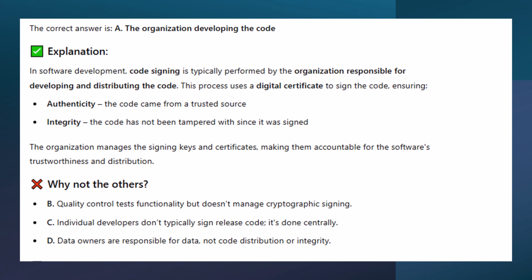In software development, code signing is typically performed by the organization responsible for developing and distributing the code. This process uses a digital certificate to sign the code, ensuring that one, authenticity, that means that the code came from a trusted source, and two, integrity, that the code has not been tampered with since it was signed. The organization manages the signing keys and certificates, making them accountable for the software's trustworthiness and distribution.